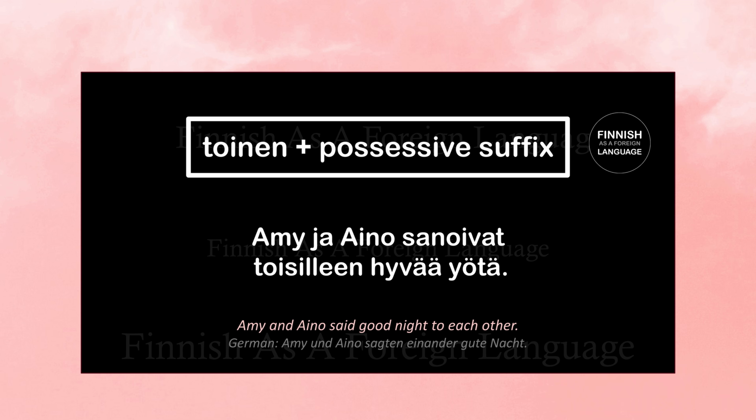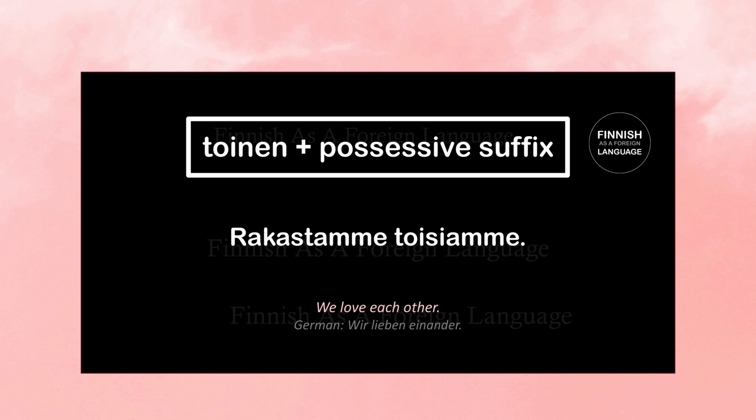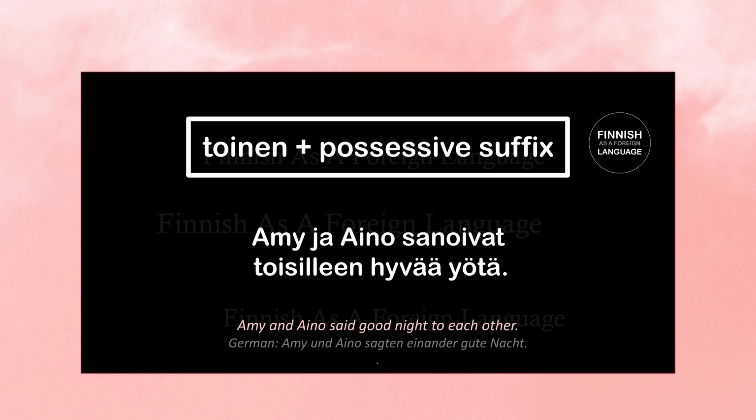By the way, why do we use the allative plural here? Because this action involves two people, so that's why we need the plural here, and because saying something to someone or to each other usually requires the allative case. So let's repeat both sentences. Rakastamme toisiamme, we love each other, or Amy ja Aino sanoivat toisilleen hyvää yötä. Amy and Aino said goodnight to each other.